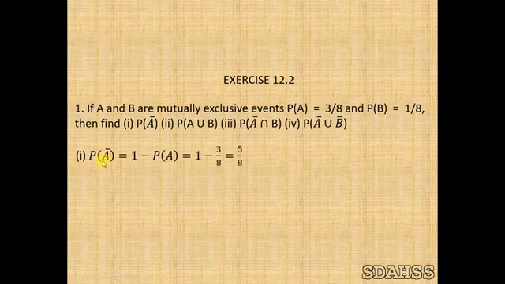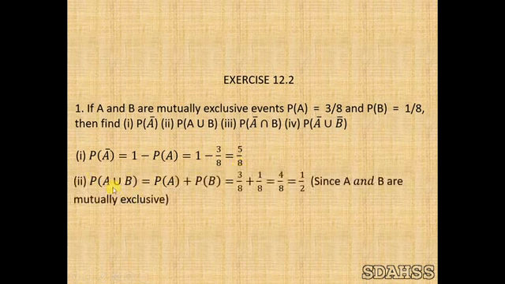Subdivision 1. P of A bar. We know that P of A bar is 1 minus P of A. Substitute the values. So you have 1 minus 3 by 8. Here you take the LCM. The LCM is 8. Then cross multiply. 8 minus 3 is 5. So 5 by 8.